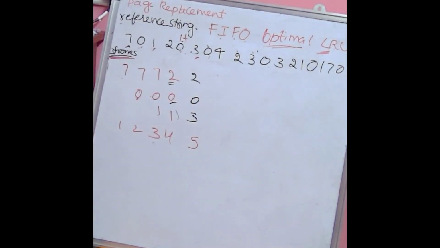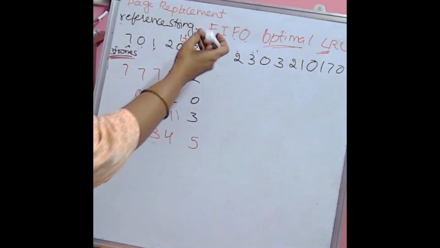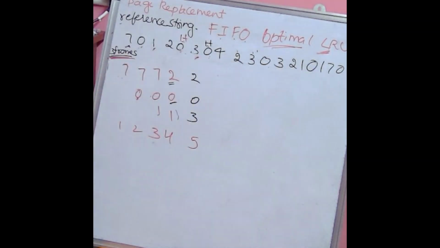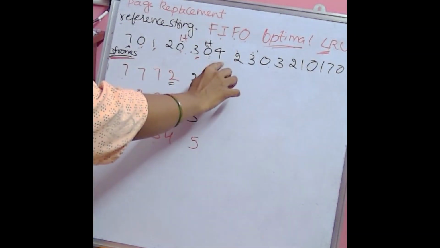Recently referred one, we are leaving that one. The least recently used, the longest period of time referred frame, that we are replacing. So recently referred page is this, before that this one, after that this one. Next one is a hit, because it requires 0. 0 is already there.